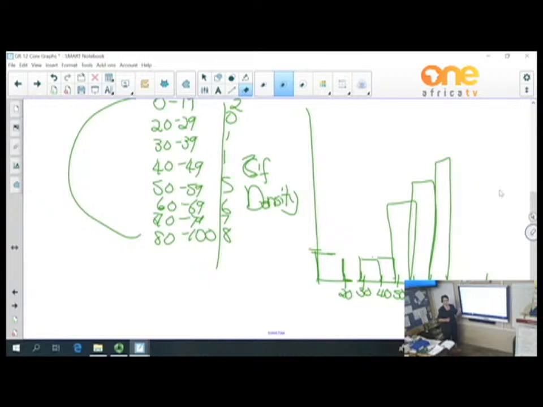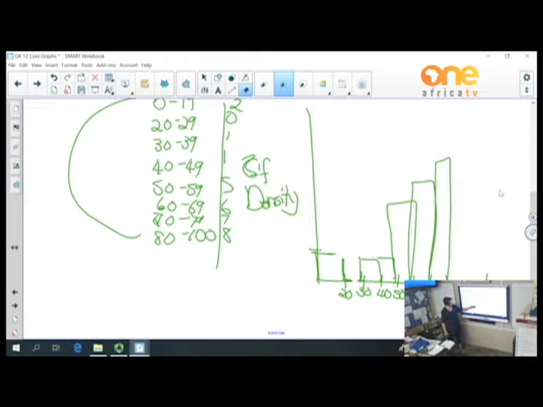The area of the bar gives the frequency. So this one is 2, but that's it. The frequency is already 2, so it must now be only 1. 1 times 2 is the area. 1 times 1 is this one. You must be able to read it off with the area of the bar giving the frequency. You must be able to do that.